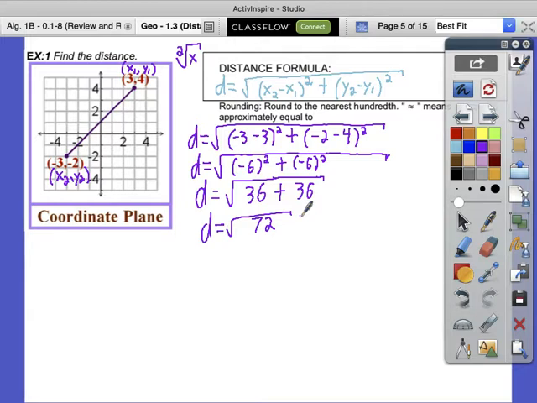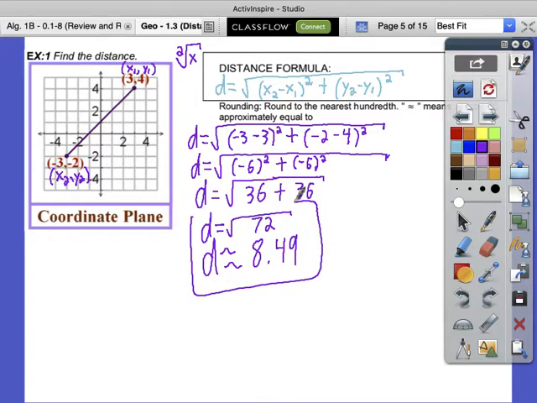It's pretty good. So now, if you round it to the nearest hundredth, aka 2 decimal places, you would get 8.49. It's 8.48 something, so it's rounded to 8.4885. So rounded to 8.49. So our distance actually equals the square root of 72. Now that is approximately 8.49.